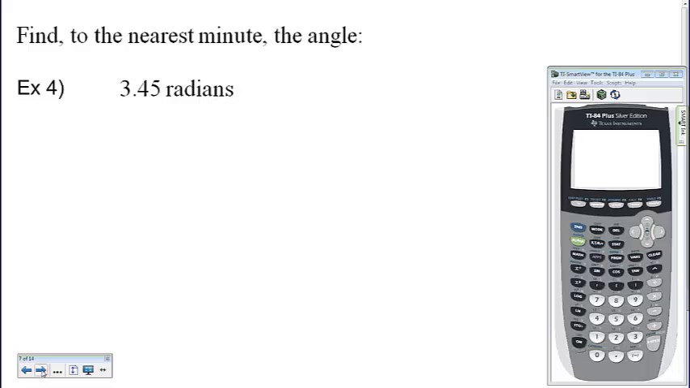In example 4, we are asked to find to the nearest minute the measure of the angle, and we're given it in radians. So start by writing your 3.45 and placing it over 1. Multiply this by your conversion factor, 180 divided by pi. You should come out to a new fraction, if you plug this into your calculator, of 621 over pi. Now I know what you're saying at this point. The pi is supposed to cancel out. Don't worry. Trust me, go along.